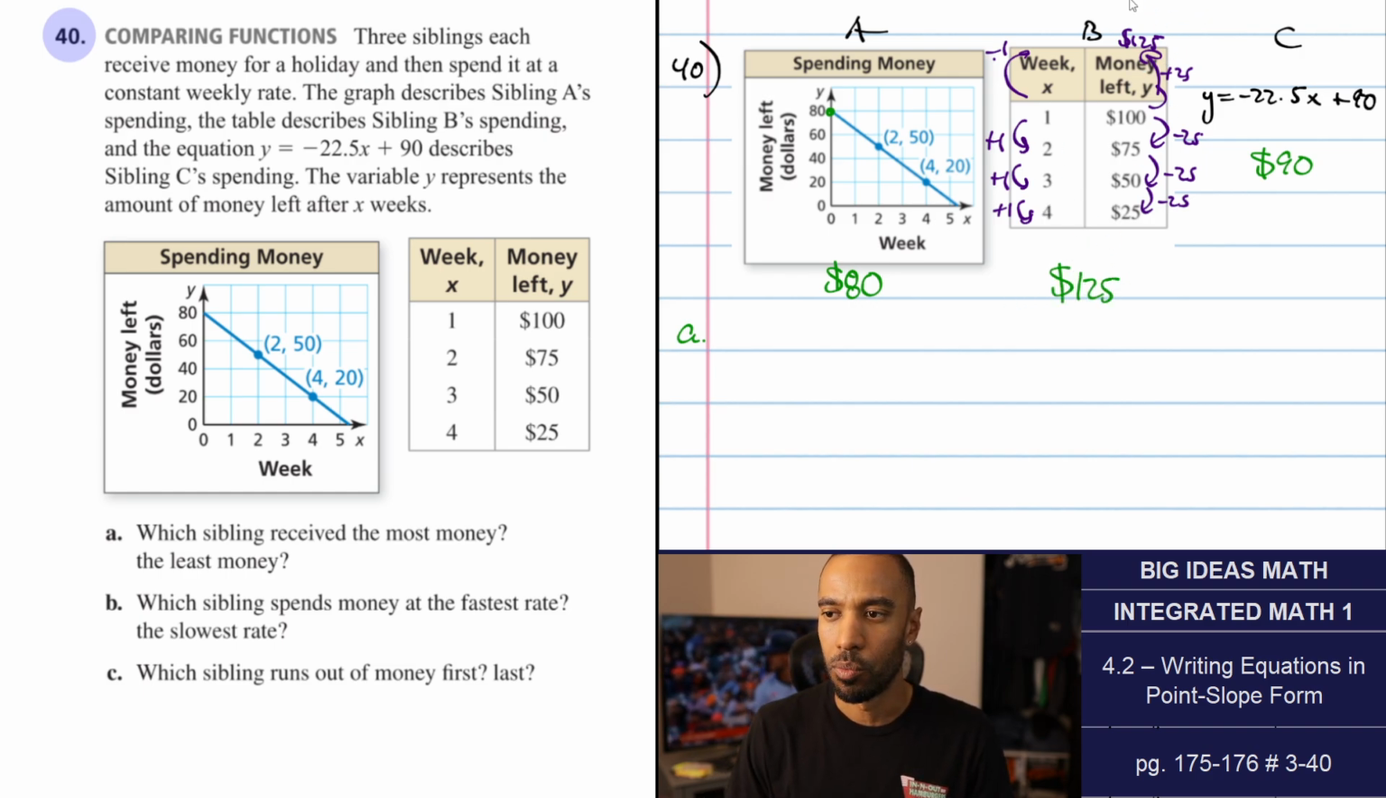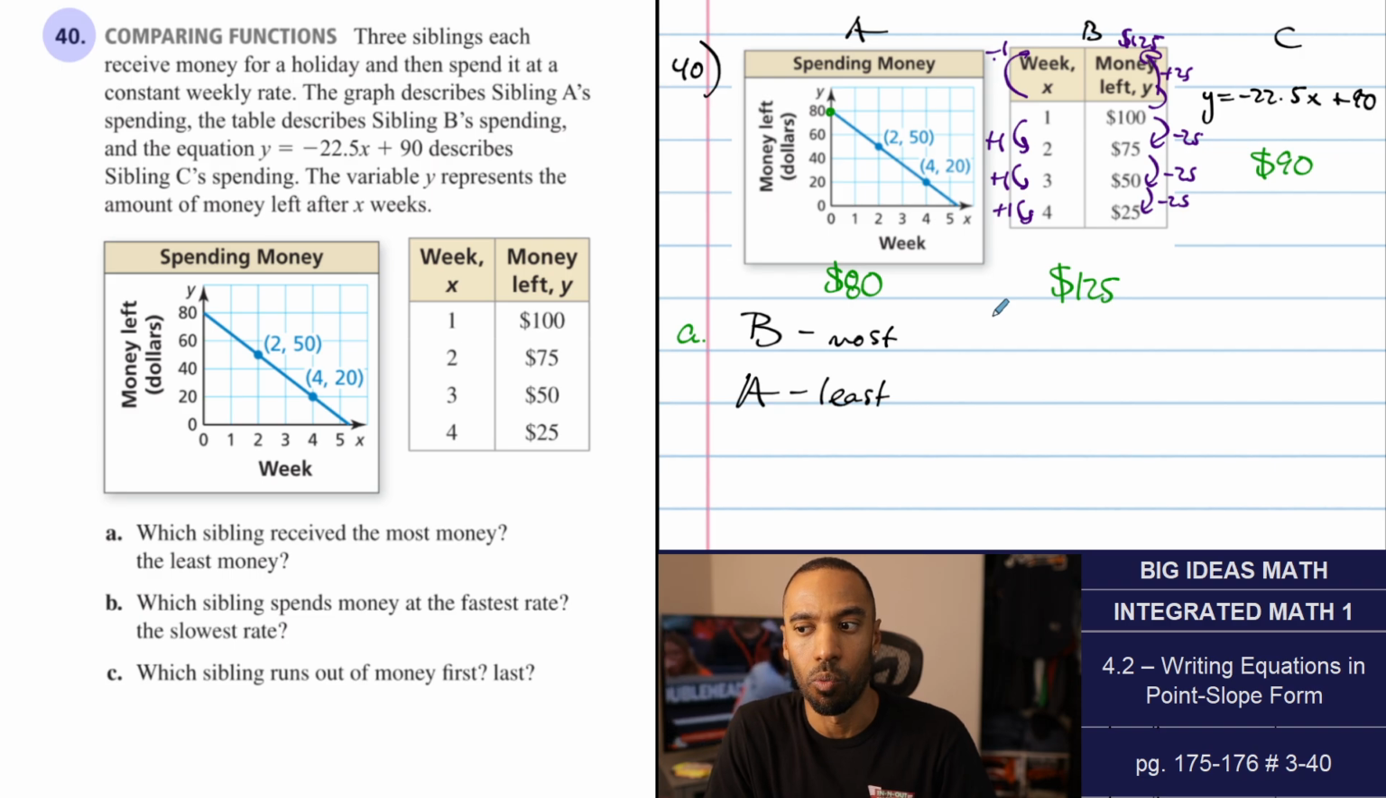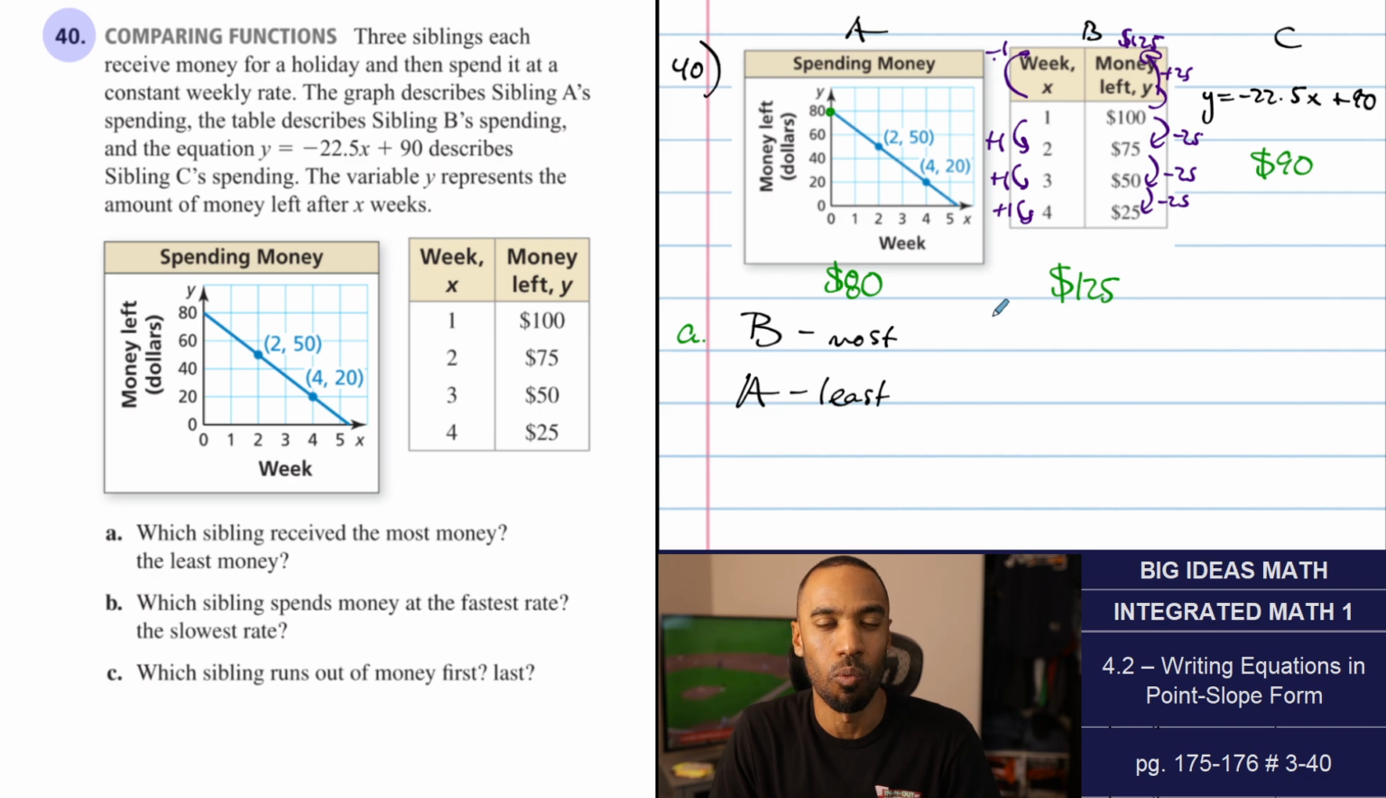Person B received the most money. If we wanted to order them, B got the most, A got the least. Poor person A. Now, regarding person B, even if you didn't know what the amount was, note that A started with 80, C started with 90, and B still had 100 even after week 1.